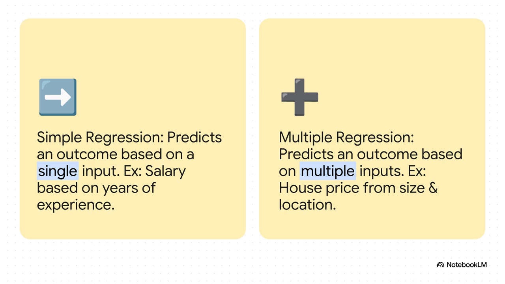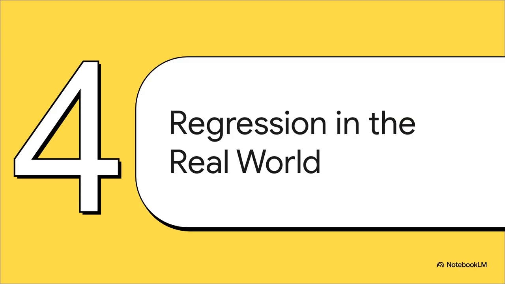Think about trying to predict a house price. You wouldn't just use its size, would you? Of course not. You'd want to include its location, its age, the number of bedrooms, the whole shebang. That's multiple regression. So, this is all cool theory, but why does it really matter? Let's talk about where this algorithm is actually being used every single day to make huge decisions out there in the real world.